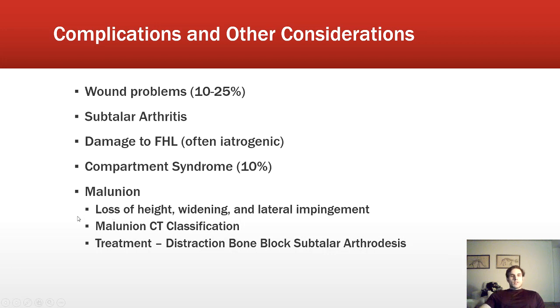But what I wanted to talk about is if you develop a malunion, which is described as a loss of height, widening, and subsequent lateral impingement. What you can do to help correct this is a distraction bone block subtalar arthrodesis. So in the case we saw today, basically what you're doing in this situation is you're going back in, you're removing a lot of the fibrous tissue and the portion of the subtalar joint that didn't heal properly.